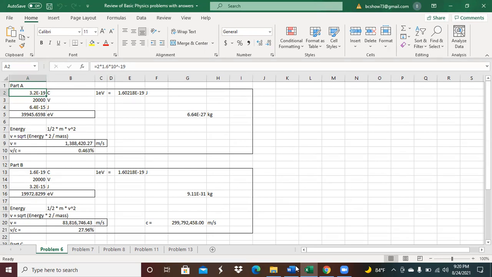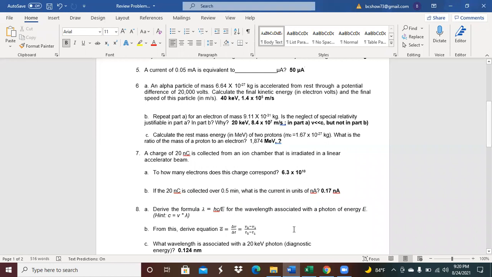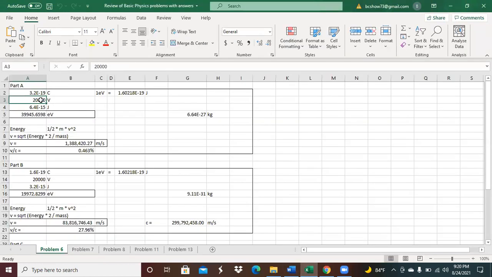The voltage in this particular case is 20,000 volts. So because it's 20,000 volts, I just type that in there. So I've got those 2 together. When I multiply those 2 together, a coulomb multiplied by a volt is going to end up being a joule.